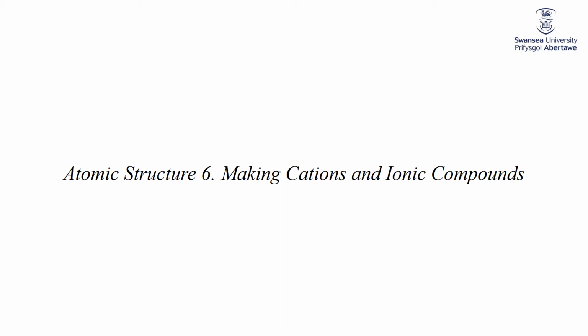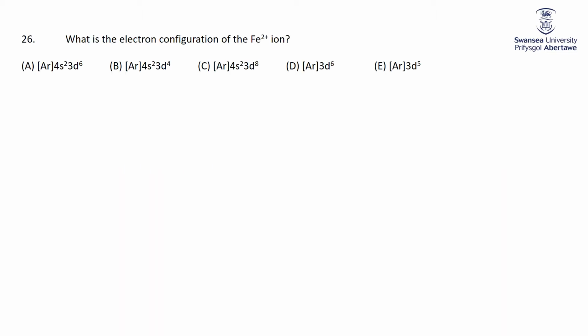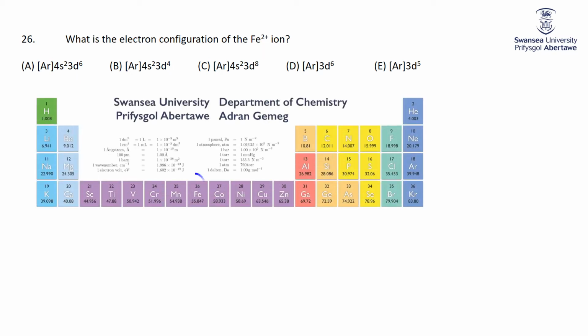Next little bit, talking about making cations and ionic compounds. The ionic compounds are just thrown in because it's very, very important that you're familiar with polyatomic ions, with all the different types of ions. So, electron configuration of Fe2+. We take iron and we're going to remove 2 electrons from it.